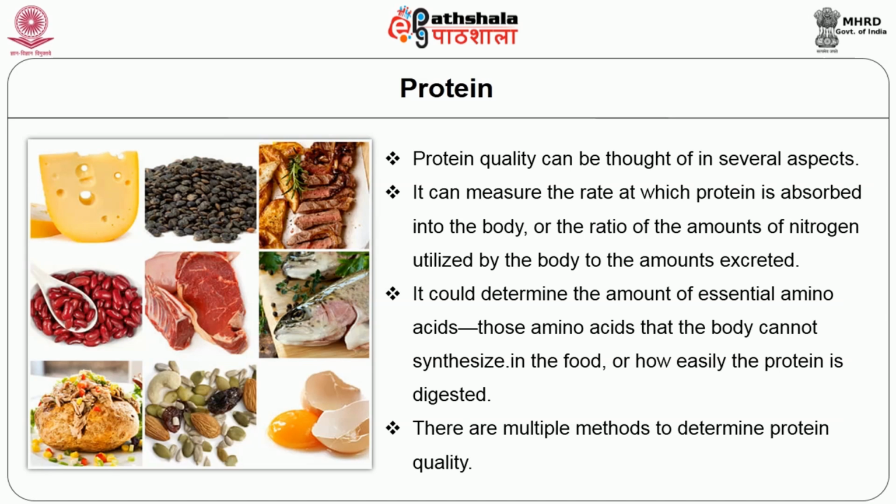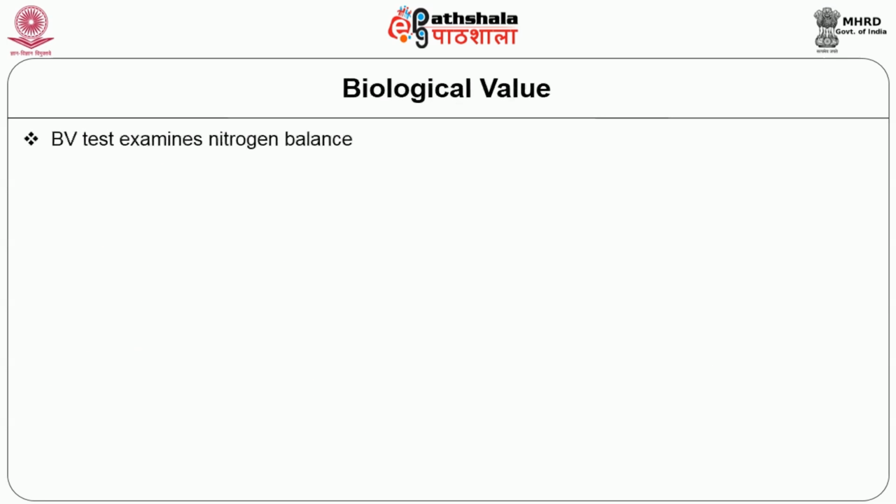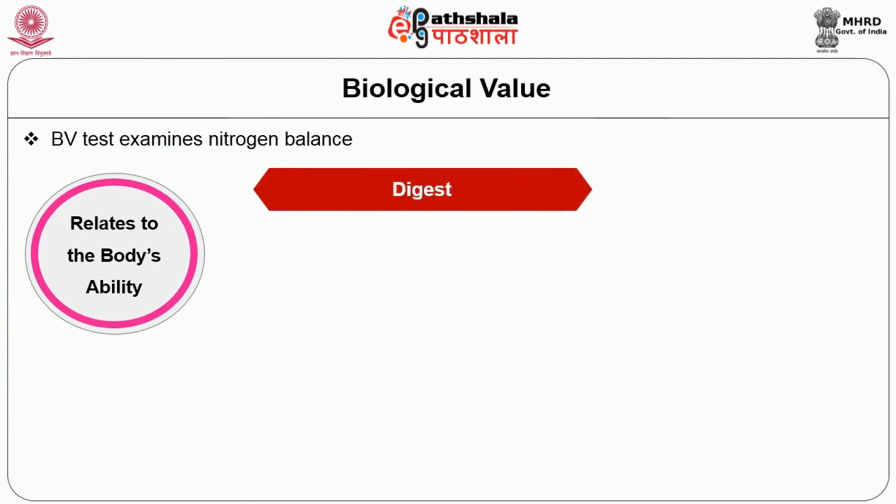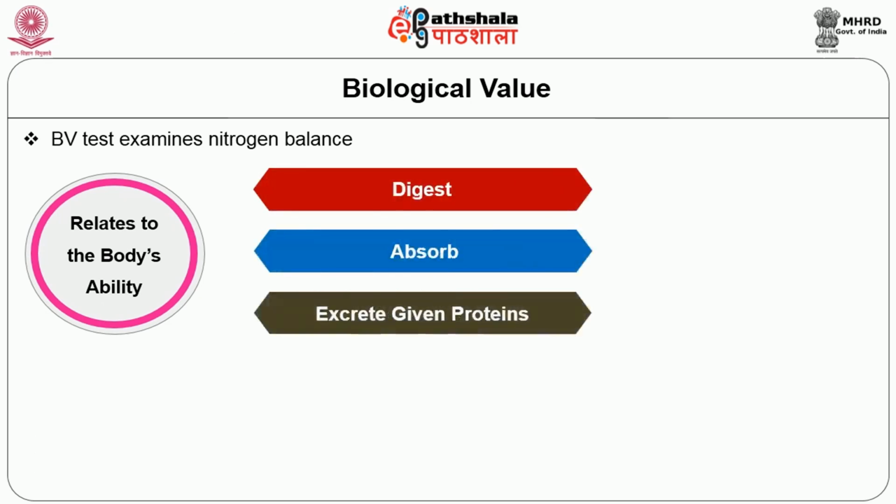For example, one of the aspects is the biological value. The biological value, or the BV, test examines the nitrogen balance. This relates to the body's ability to digest, absorb and excrete given proteins, which are the body's source of nitrogen.